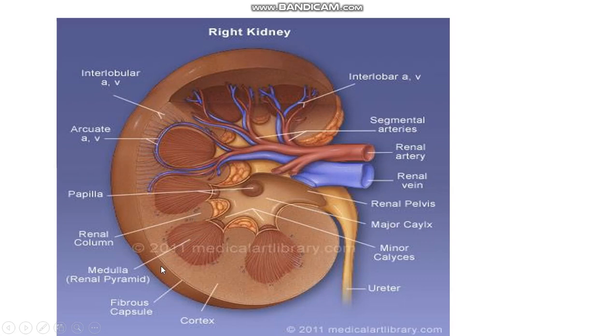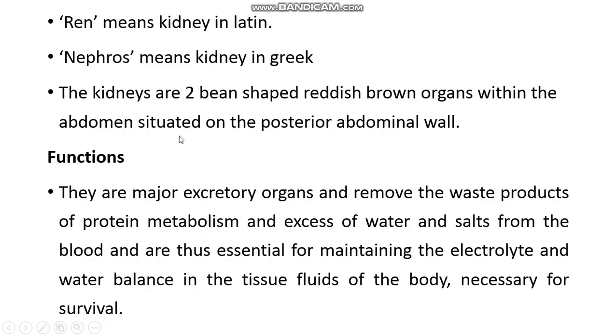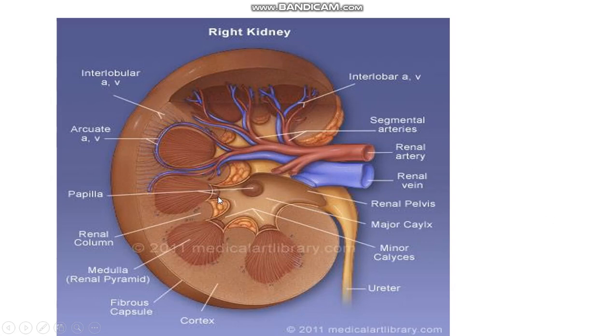The fibrous capsule divides the kidney into inner medulla and outer cortex. So this space is the outer cortex, and this space is the inner medulla. This is the fibrous capsule. The cortex is light in color, but the medulla is dark in color.